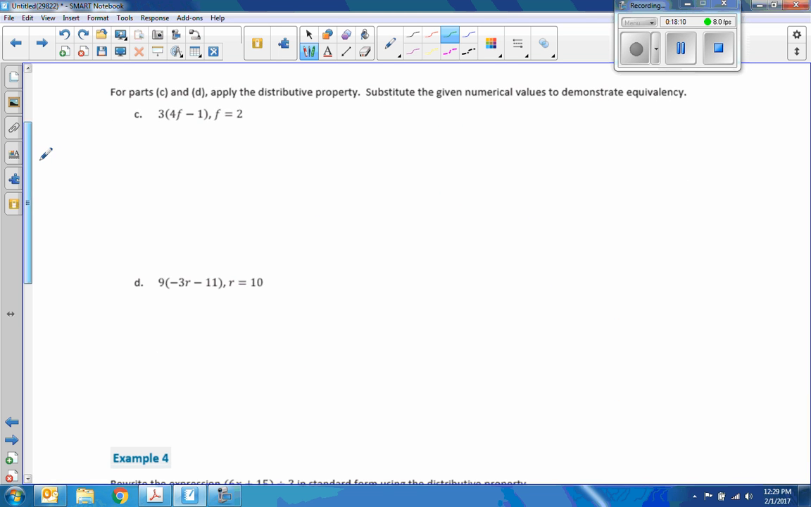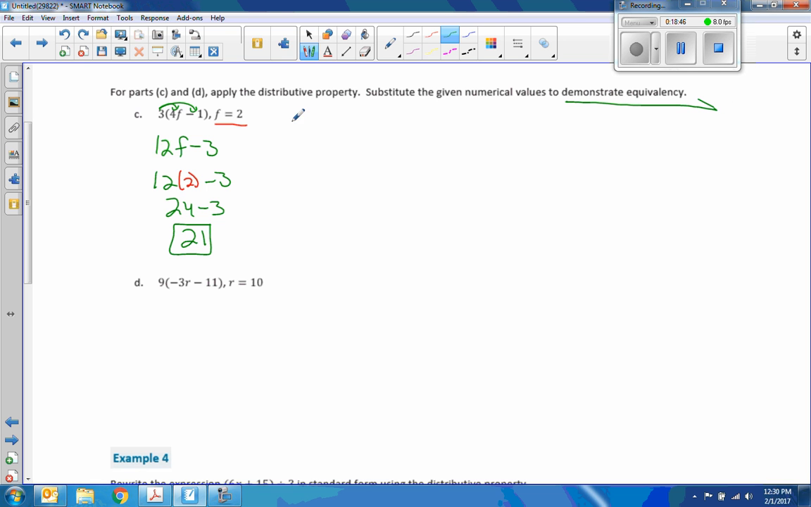Alright, for this one, for part C and D, apply the distributive property, substitute, and demonstrate equivalency. So now we're not doing the arrays anymore. So 3 times 4f is 12f. 3 times a negative 1 is negative 3. And then we're going to substitute in our f, which is 2. 12 times 2 is 24, minus 3. The answer is 21. Okay? It says to demonstrate equivalency.